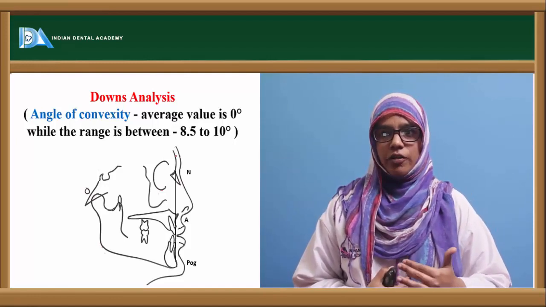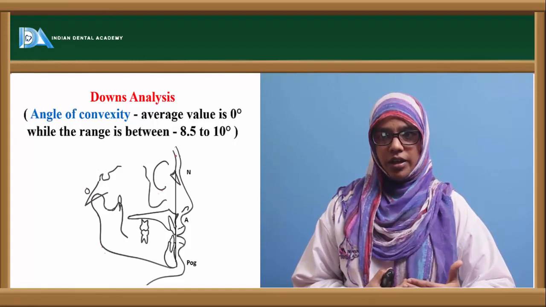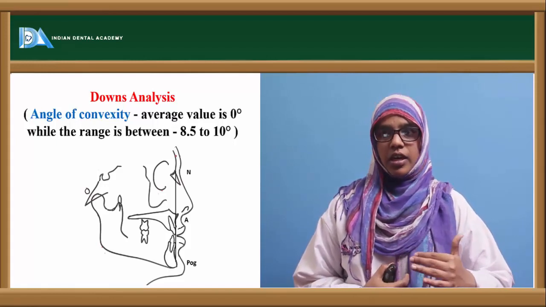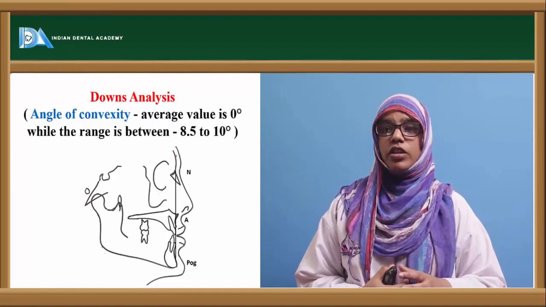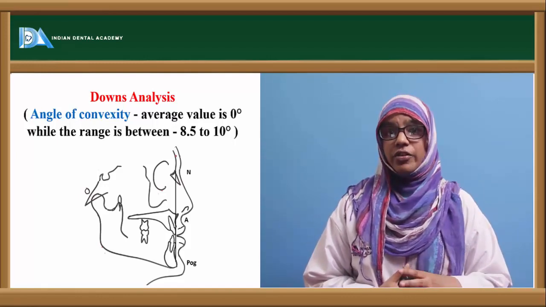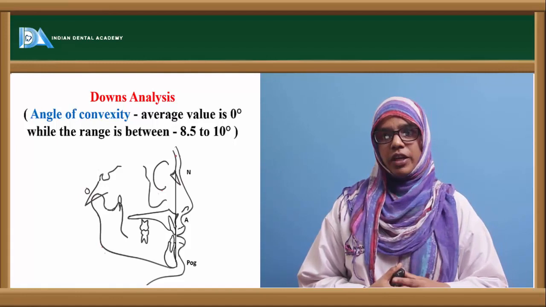Now the next is the angle of convexity. It is the angle formed between the nasion and point A, and from point A to pogonion. The average value is 0 while the range is between minus 8.5 to 10.